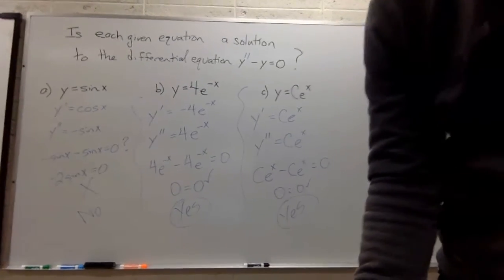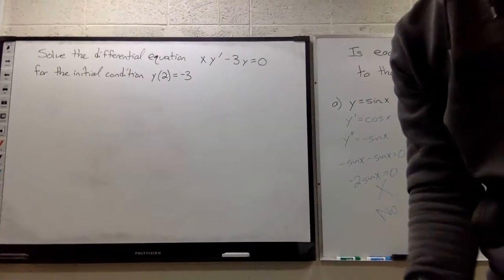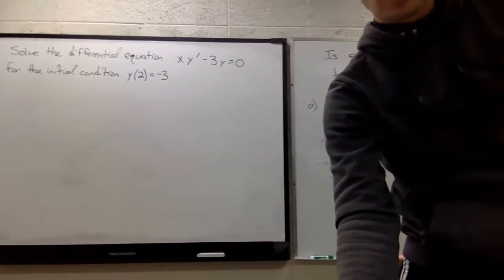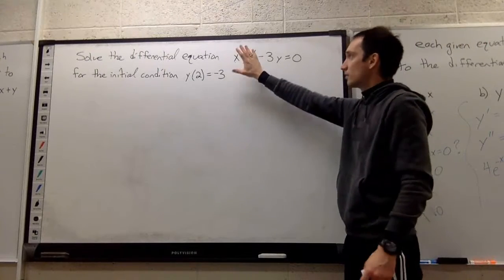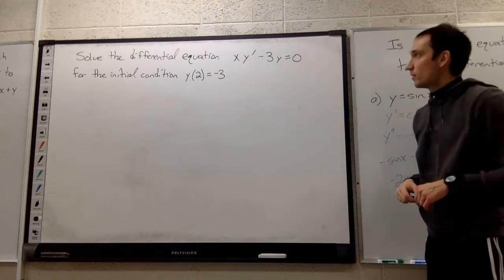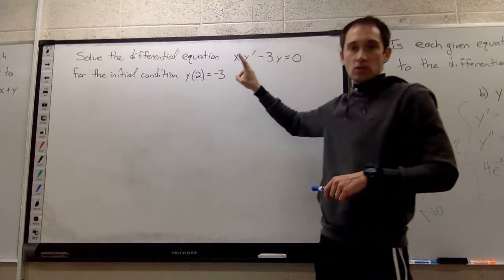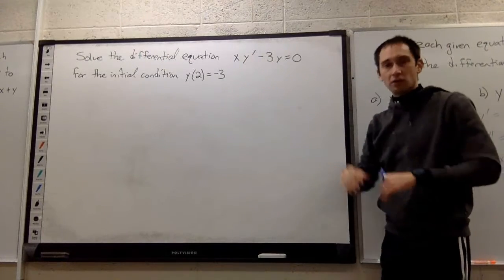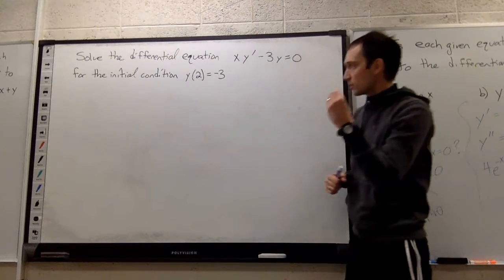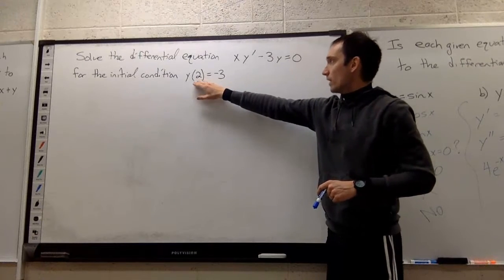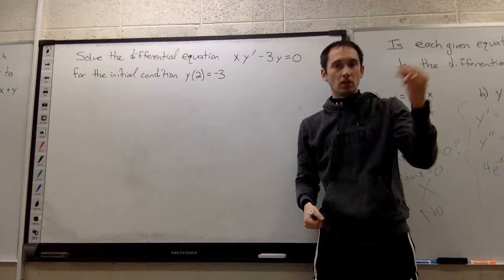Now, you won't always be given the differential equation's solutions to check. Sometimes you'll have to solve it yourself. So that's what we look at in this next example: what if we want to solve this thing ourselves? We have a differential equation, xy prime minus 3y equals 0. We're going to have two solutions: a general solution where we have a generic constant, and a particular solution for when the point (2, -3) is on the solution curve.